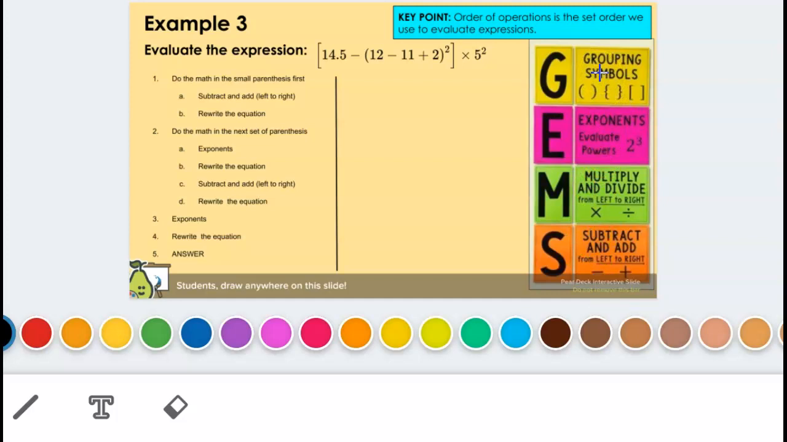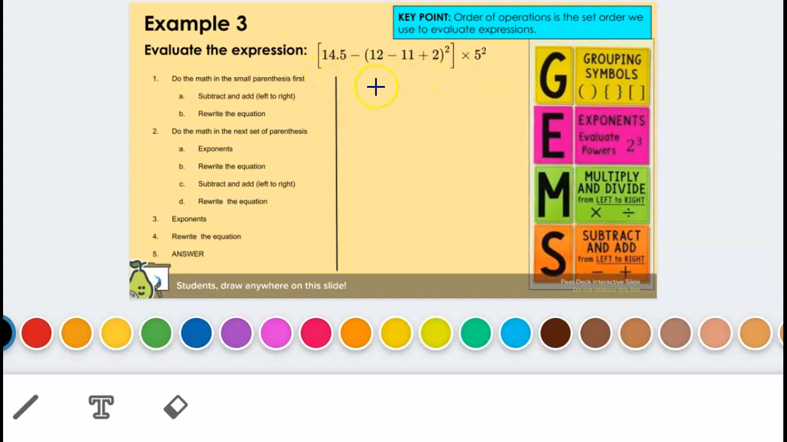So when I look at this problem first, I'm going to be looking for groupings. And when I look over here, I see that there's actually two groupings. There's this bar-like grouping, and then there's this parentheses-like grouping. Now, when you have multiple groupings, you want to always do the one that's smaller and inside before you do the bigger one.